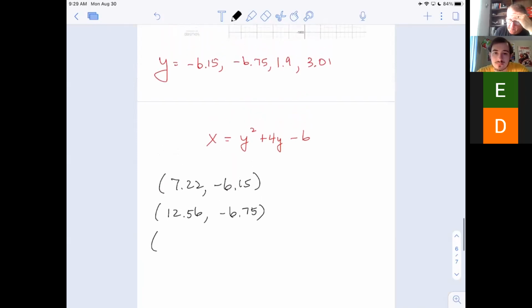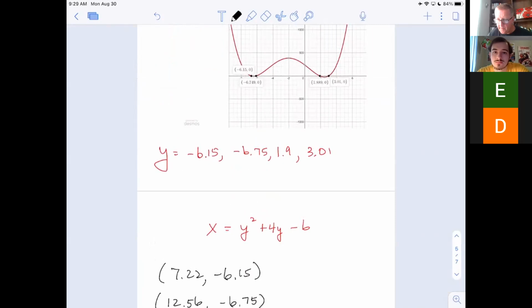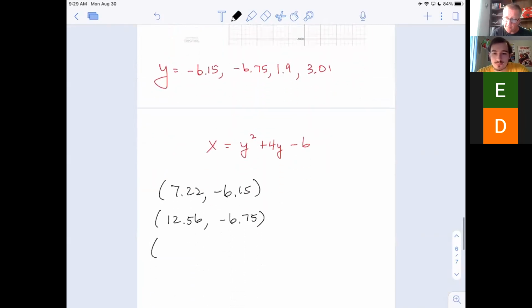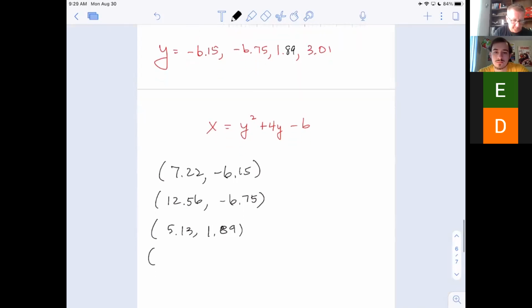And then what about 1.9? That was 1.9. I'm going to call it 1.89 just to make it a little more accurate. So what about 1.89? Go replace 6.75 with 1.89. I got 5.13. And finally, 3.01. 3.01, 15.1.